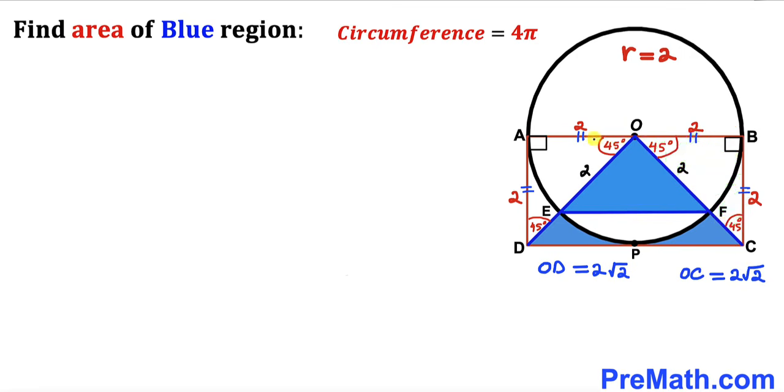And now let's make an observation. We can see that this whole straight angle is going to be 180 degrees, and we know that this angle is 45 degrees and this angle is 45 degrees as well. So therefore this remaining angle has got to be 90 degrees. So therefore we are dealing with these right triangles. And now we are going to calculate the area of this big right triangle OCD.